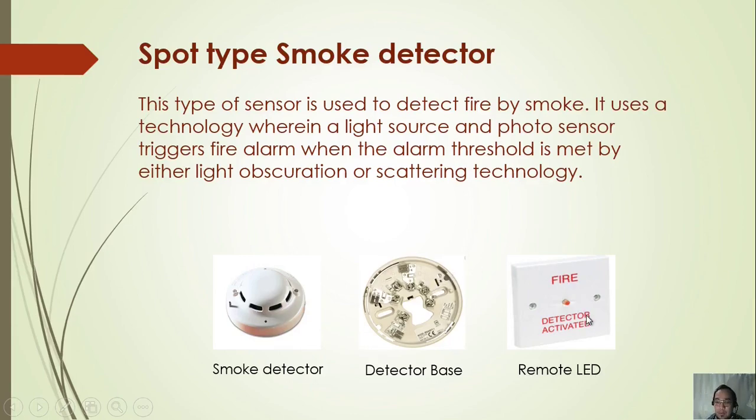And the next one is remote LED. This remote LED will be used only if, let's say, we have a smoke detector installed above the ceiling or in the floor void where it is concealed, no? Because without this remote LED, once this smoke detector is activated, this LED cannot be seen by the people. Because if it's installed above and concealed, the only way to see this is to install a remote LED.